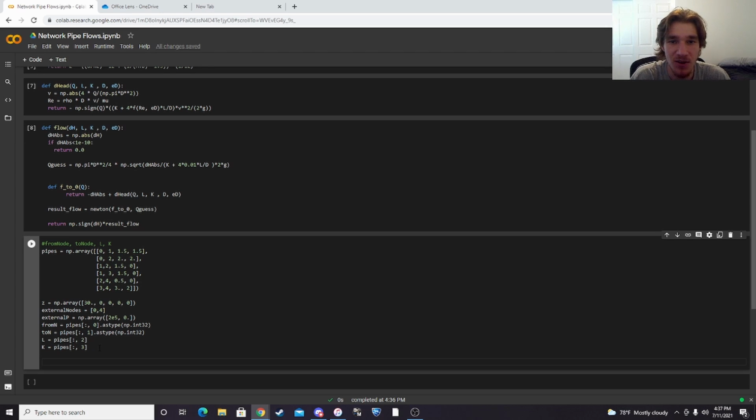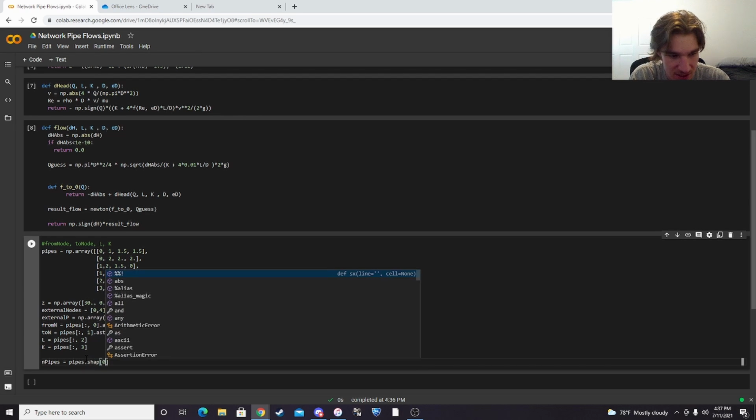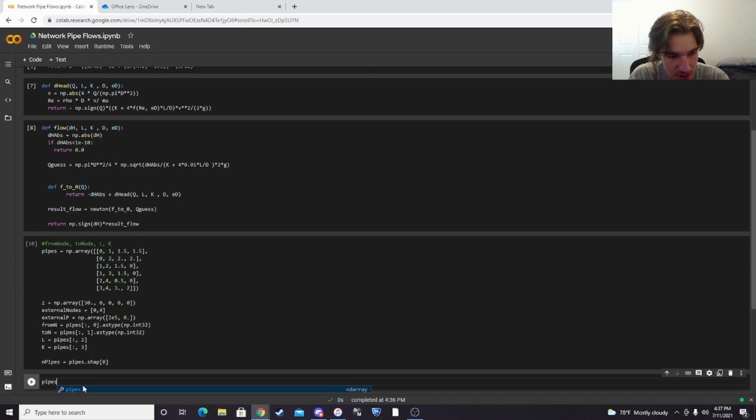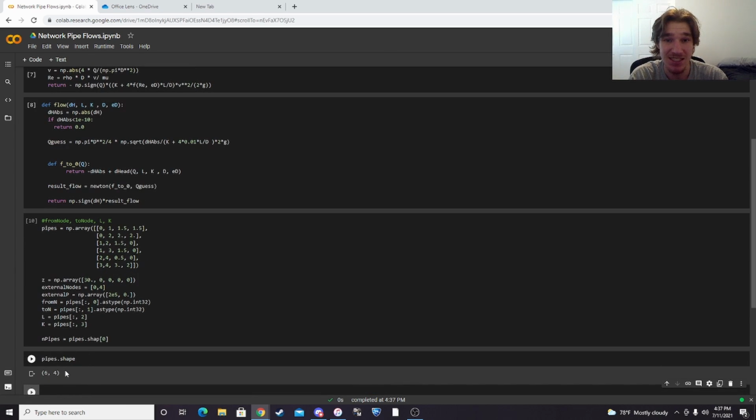Alrighty, once we have that, we want to determine the number of pipes. So n pipes is going to be equal to the number of rows. In order to get that, we do pipes.shape, and then the index of that is 0. If we do pipes.shape down here, I'll show you exactly what it does. That gives 6 rows, 4 columns. We want the number of rows, so we choose the index of 0, which is 6.